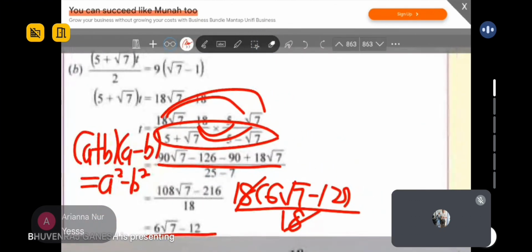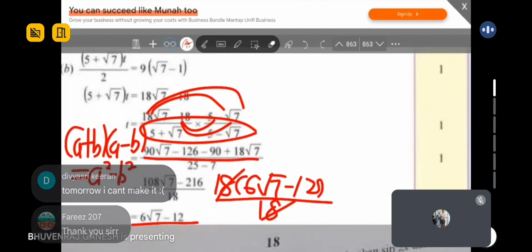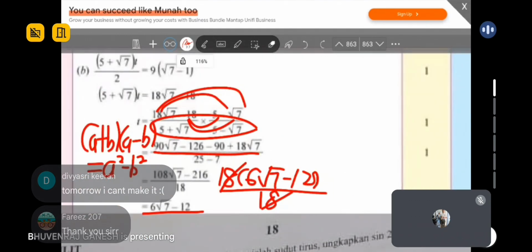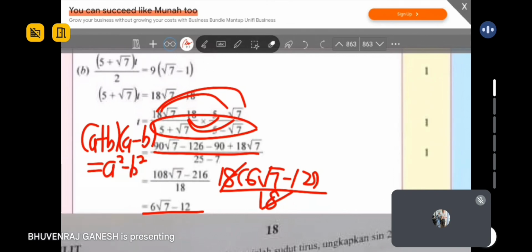If you still don't understand, you can come back to me. Yeah, it's not that difficult. It looks difficult only, but once we discuss it, it won't be difficult.